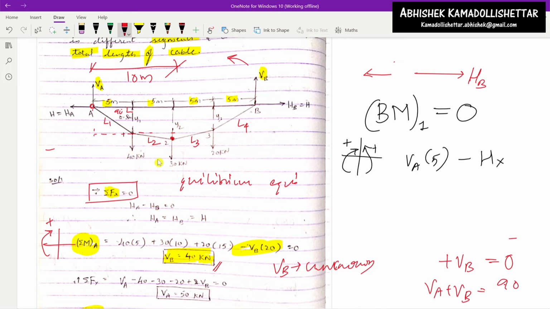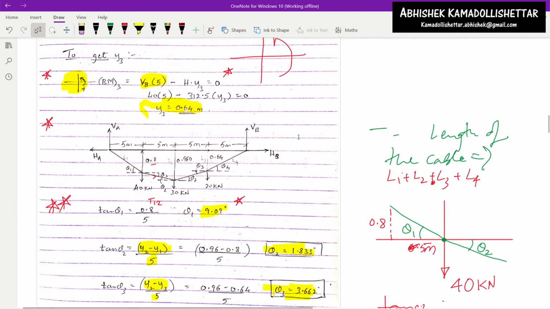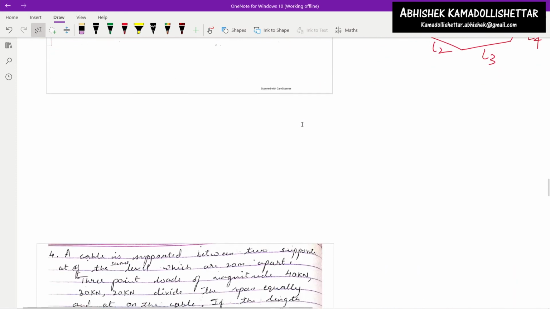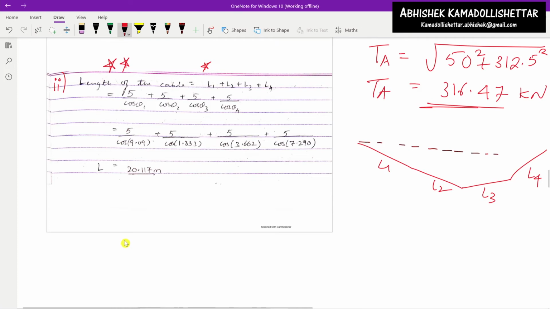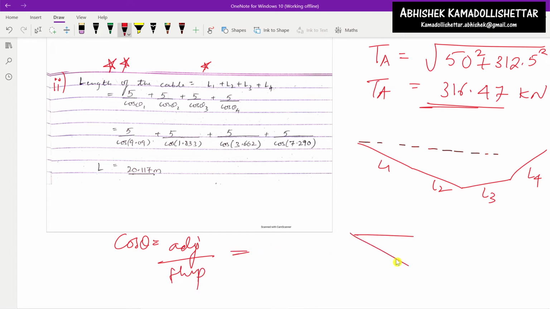So by using the value, how will you get L1? L1 can be got by cos theta, because cos theta gives adjacent upon hypotenuse. What is adjacent? Adjacent is 5 meter, and here is the y1, and this is 90 degrees. The hypotenuse is the length L1.